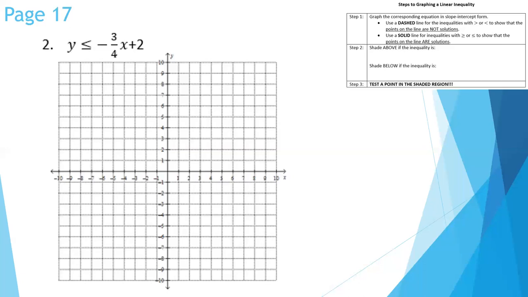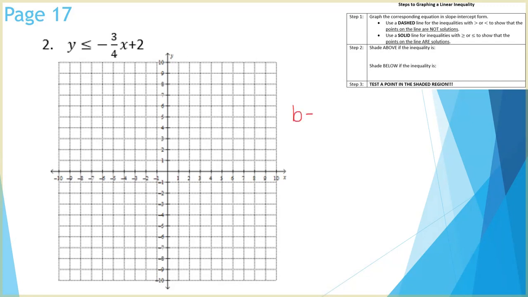Okay, so let's look at example number 2. So for example number 2, our b value is 2. So our y-intercept is 2. Our slope, which again, m tells us how to move, is -3/4. So we're going to go down 3 because it's negative. This time we're going to go down and then we go right 4.